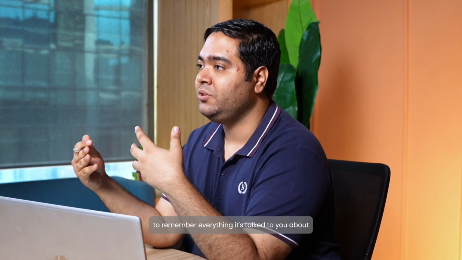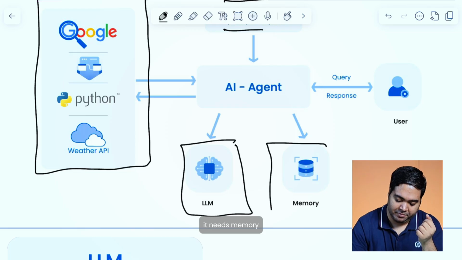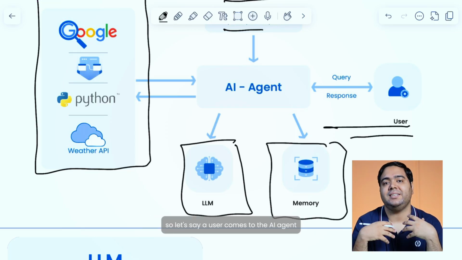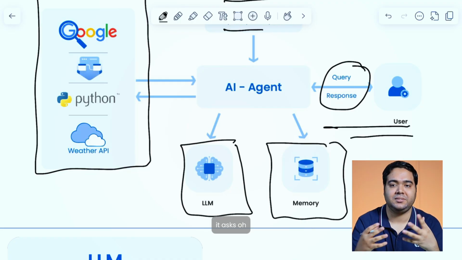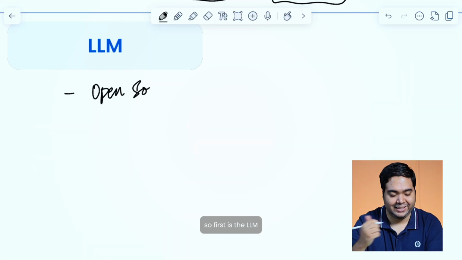And for the LLM to remember everything it's talked to you about, so that it has the context of what's going on, it needs memory. And we use all of this to answer the user queries. So let's say a user comes to the AI agent and asks, oh, can you do this for me? Then the agent is supposed to help them. So first is the LLM.